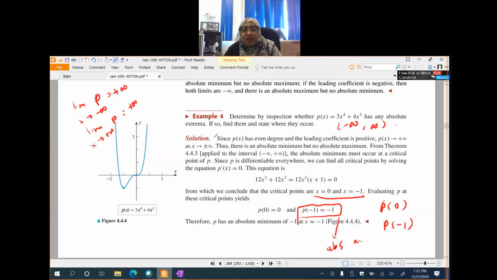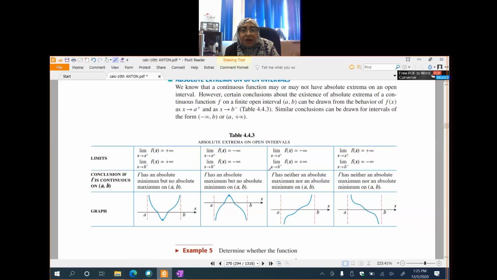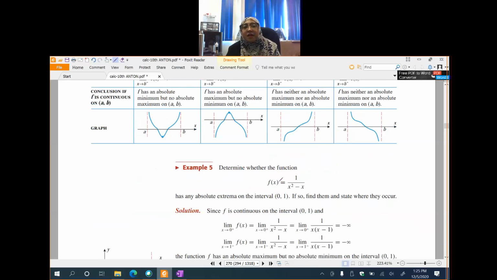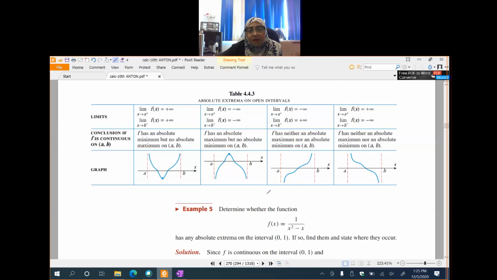And for the absolute maximum, this one cannot be the absolute maximum. Why is that? Because we know the graph tends to plus infinity for the endpoint behavior. So there is no absolute maximum. This is not the absolute maximum. This is the absolute minimum. Okay, I think that's it for this example.